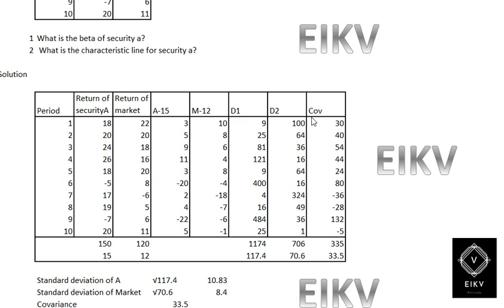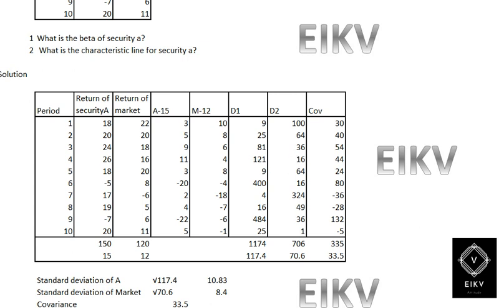Then we need to compute the covariance. Covariance is nothing but A minus 15 multiplied by M minus 12, which is 3 into 10, which gives you 30, 5 into 8, which gives you 40, and 9 into 6 will give you 54 and so on.